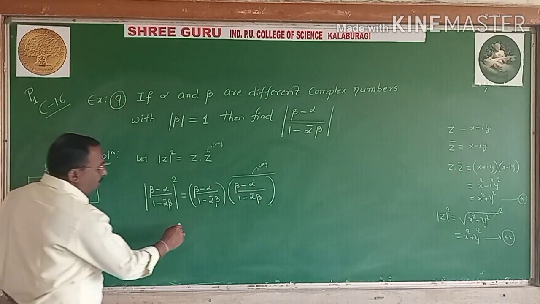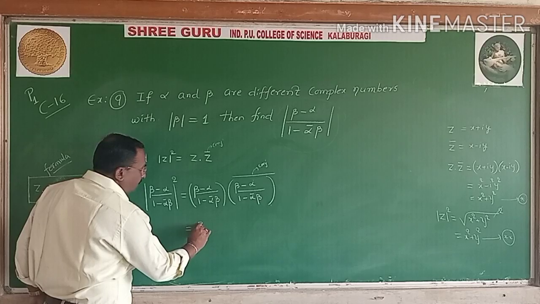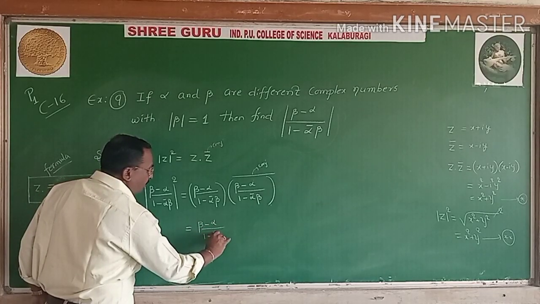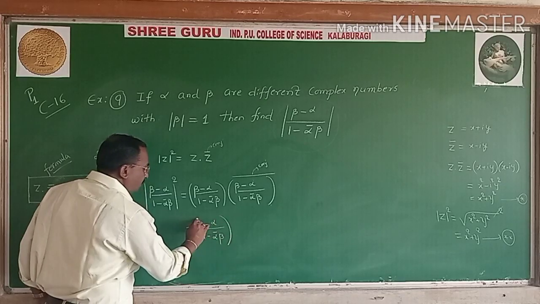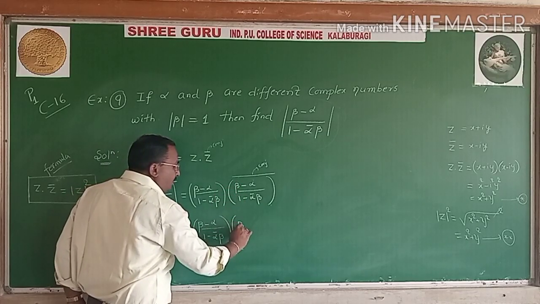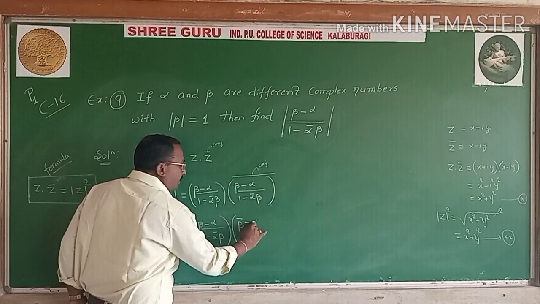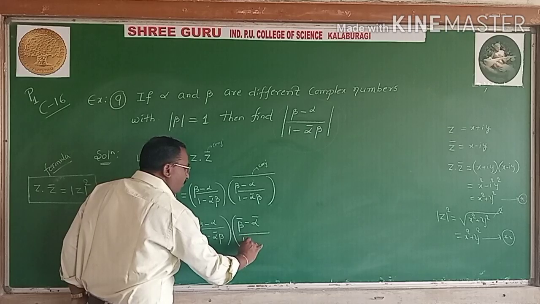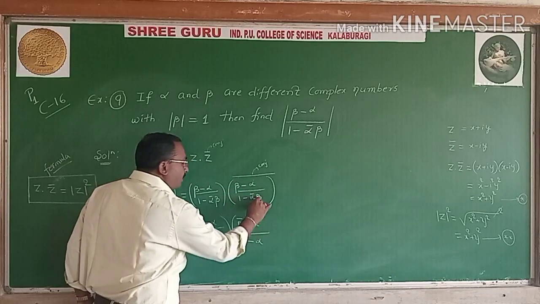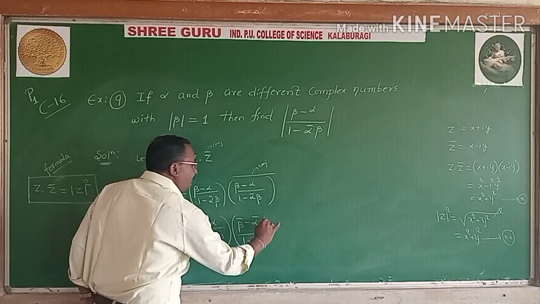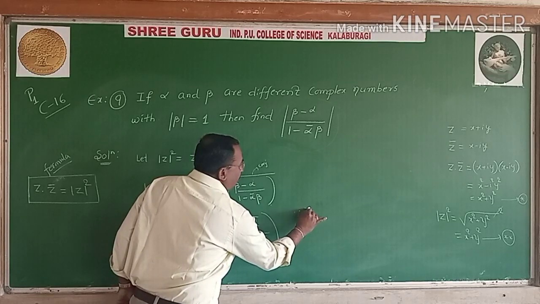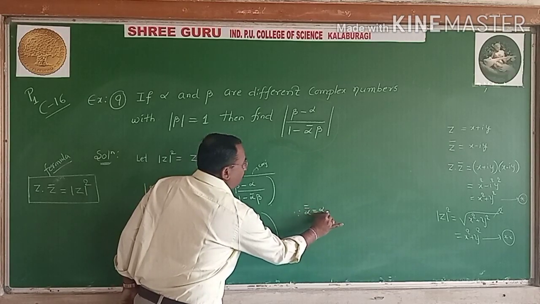This is equal to (beta minus alpha) divided by (1 minus alpha bar beta), and here we apply the conjugate to each complex number. Beta becomes beta bar, alpha becomes alpha bar, the conjugate of 1 is 1, and alpha bar becomes alpha double bar, which is alpha bar beta bar. Because alpha double bar is equal to alpha. This is the formula.